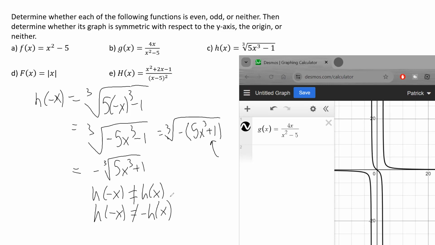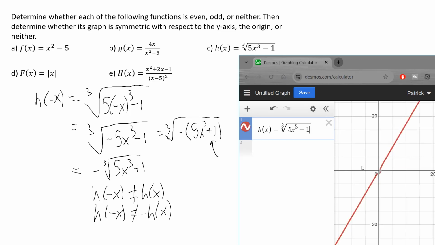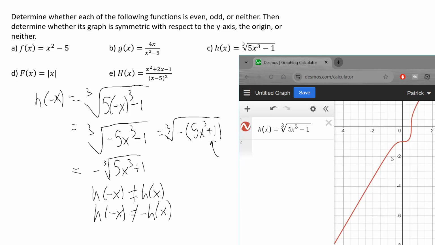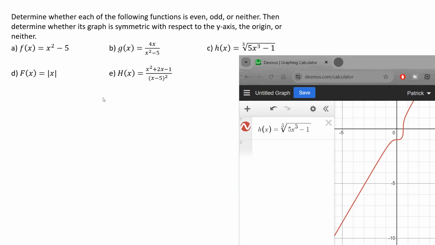So the function is neither even nor odd, and the graph of h is not symmetric with respect to the y-axis and not symmetric with respect to the origin. If we graph this, h of x equals, if you type in CBRT, it gives you the cube root, so 5x to the third minus 1. You have to zoom in a little bit here, and you can see that the graph is definitely not even, and if you put a pin at the origin, it would not land on itself in this case.